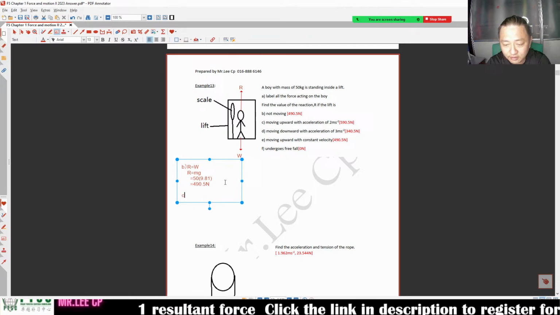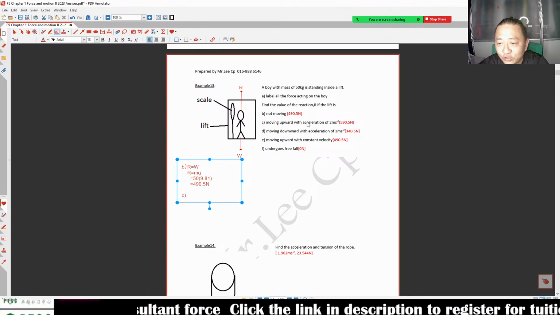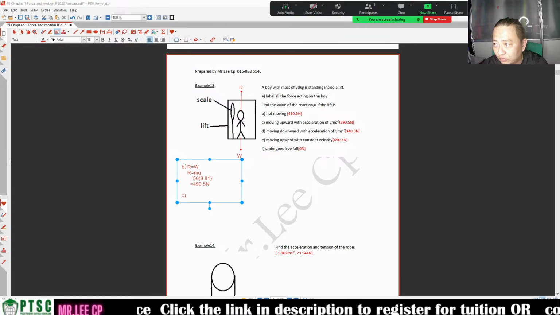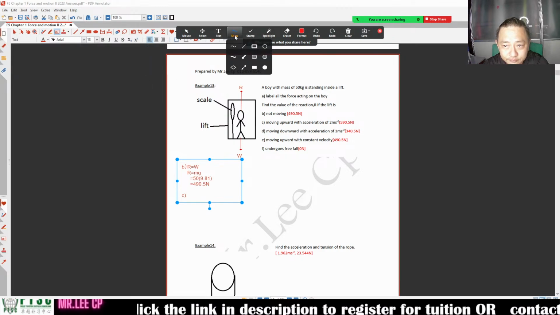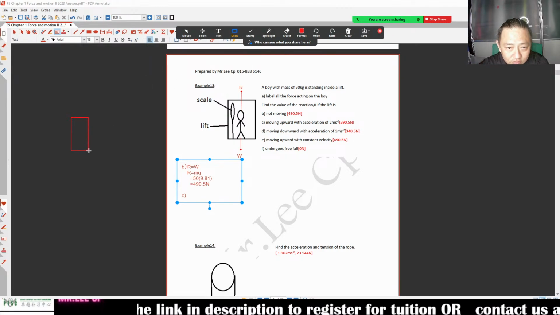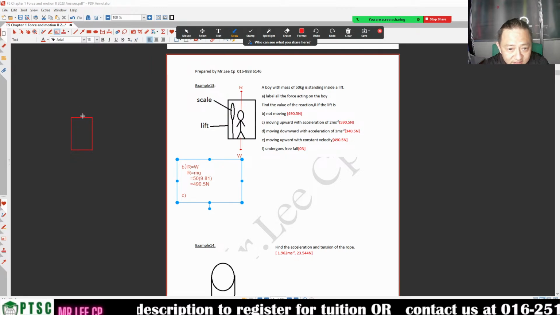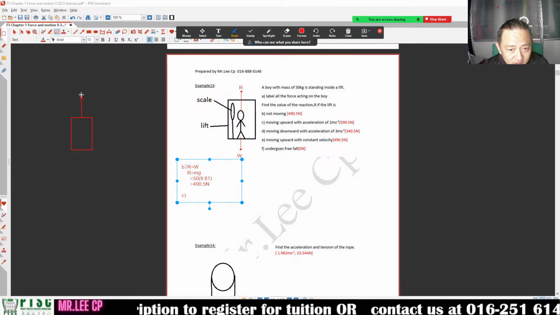Still okay? Alright, part C: moving upward with acceleration. Now, this one I need to explain a little bit before we continue. I want to ask you, this is the lift, and then this is called R. This is called weight.